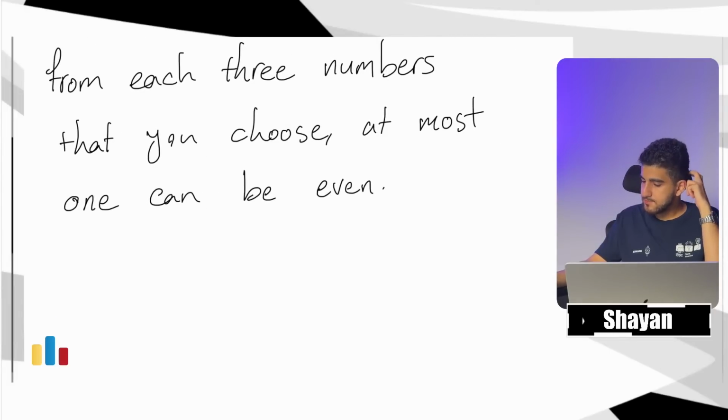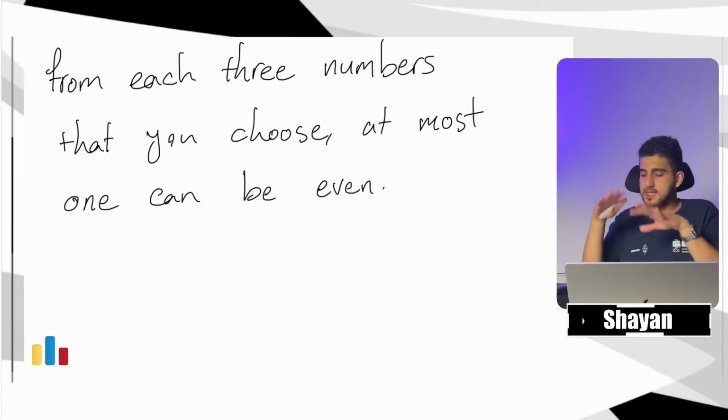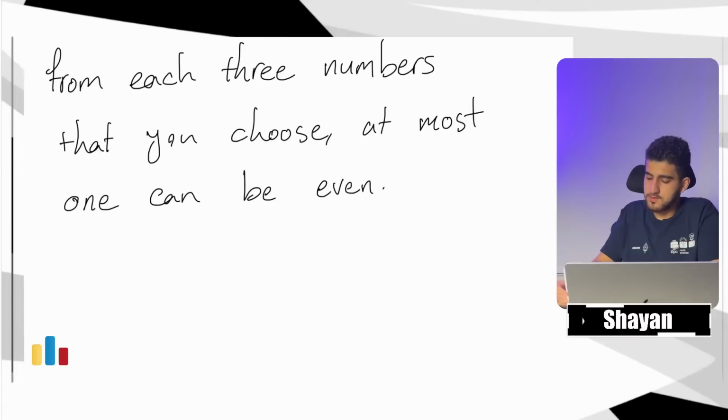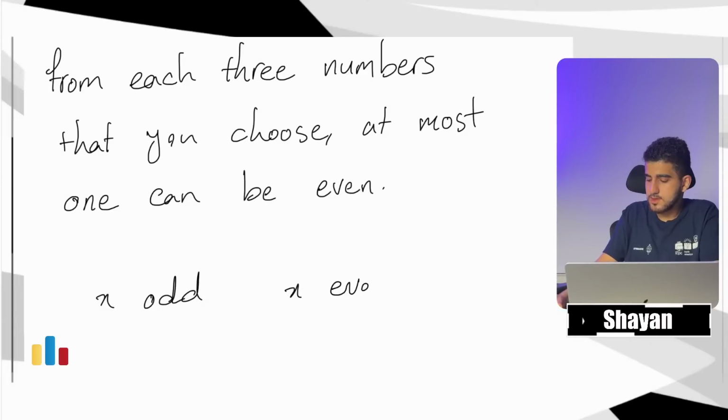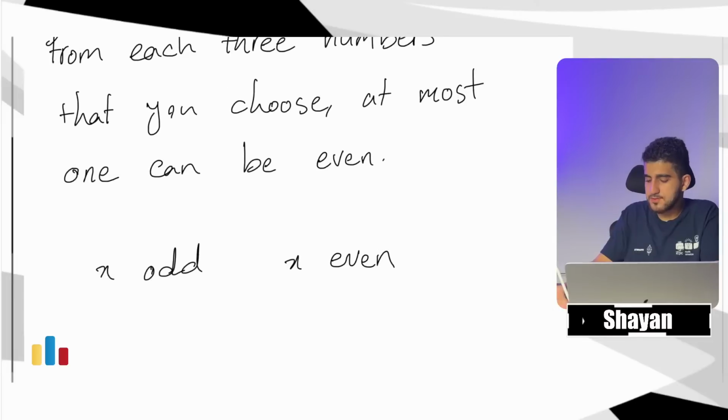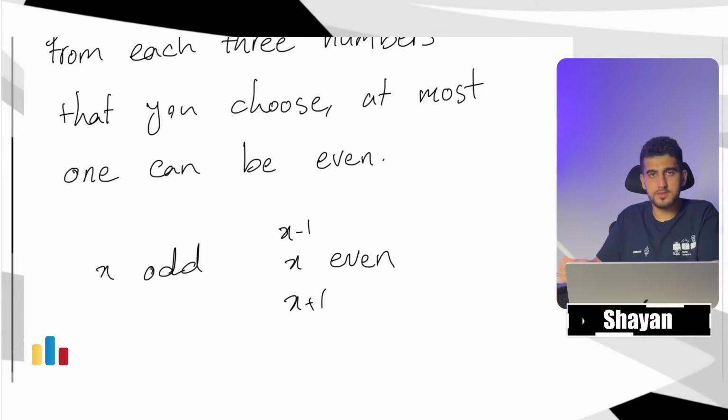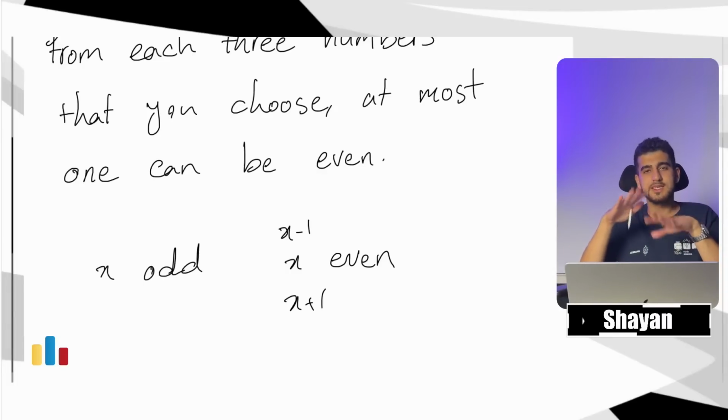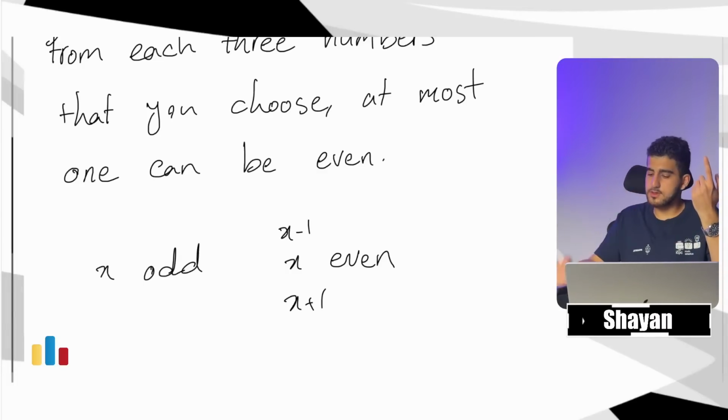Why? Because the number of even numbers and odd numbers are almost the same. For example, assume that we have x odd numbers. Well, in fact, it's possible that when we have x odd numbers, we have either x minus 1 even numbers, or x even numbers, or x plus 1 even numbers. So the number of odd numbers and even numbers differ by at most 1.